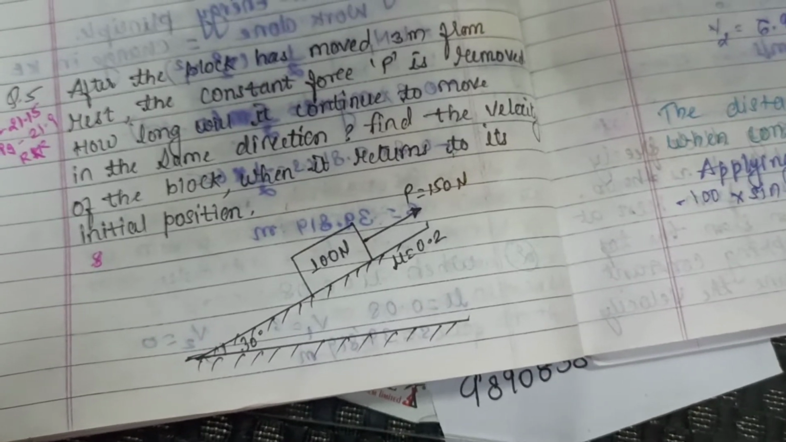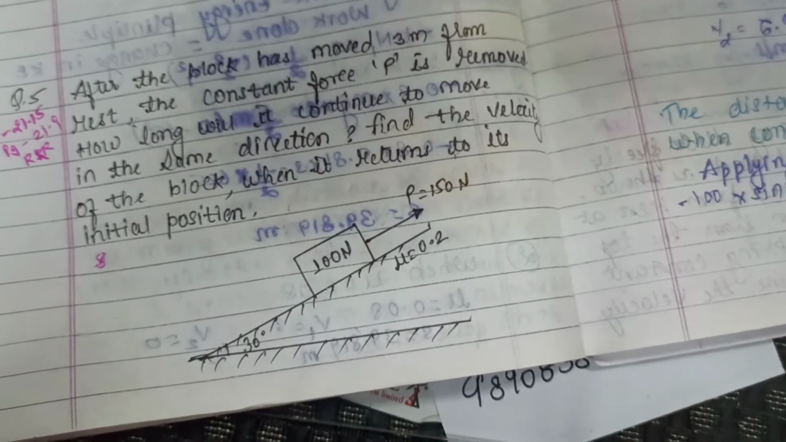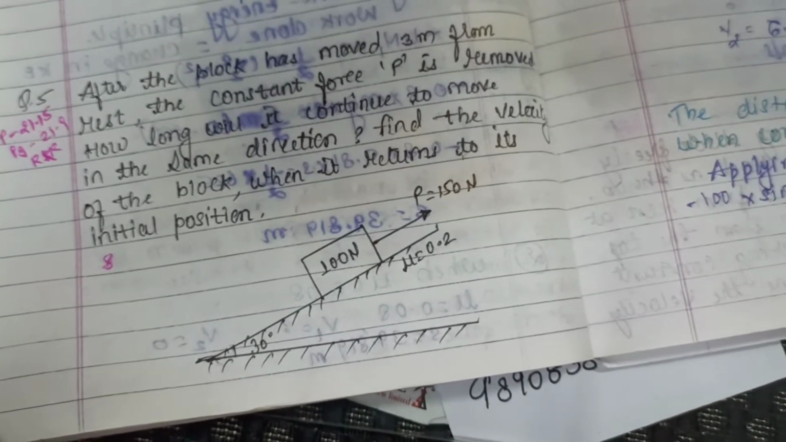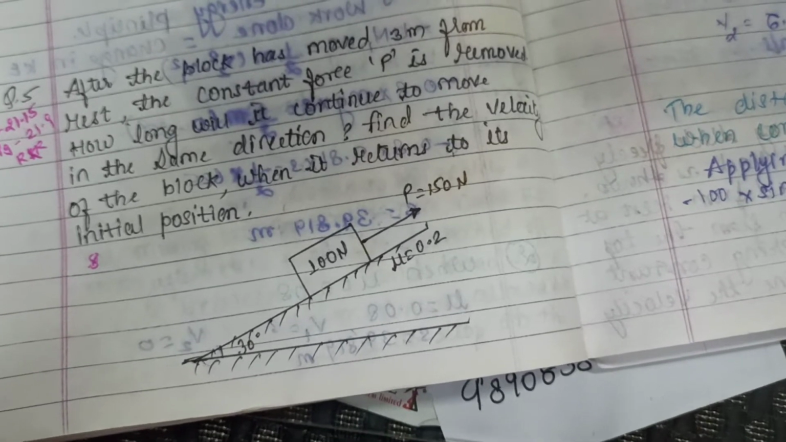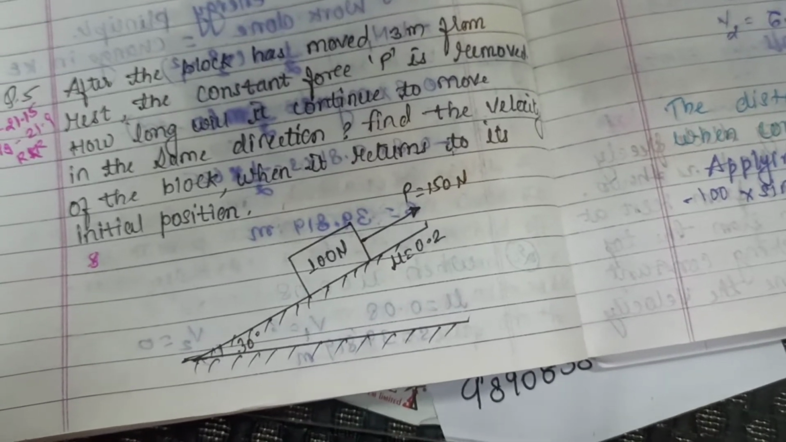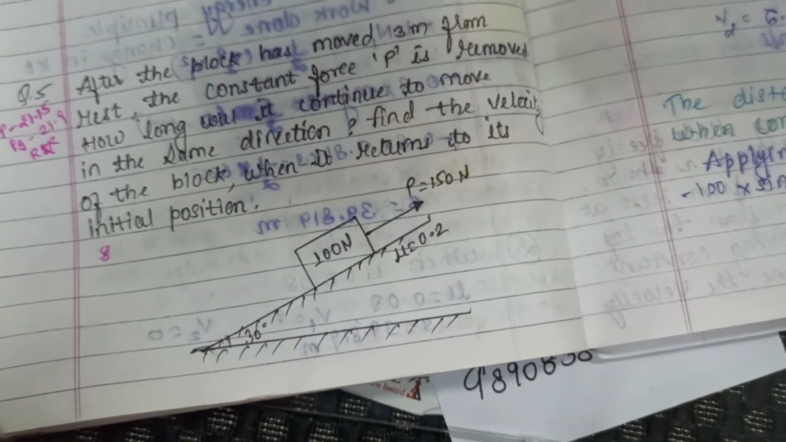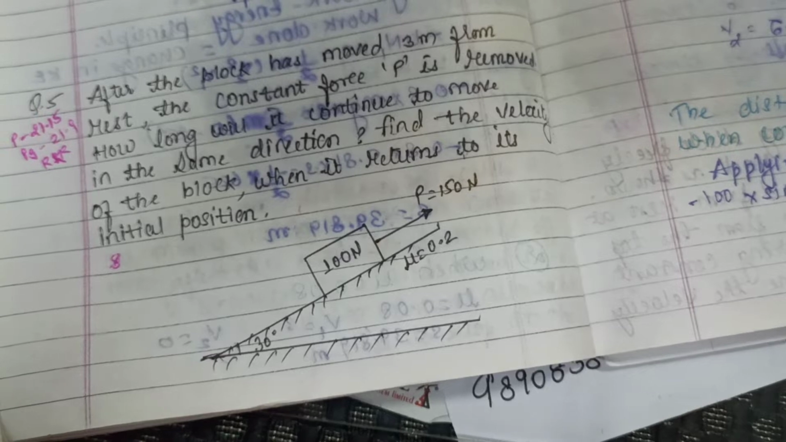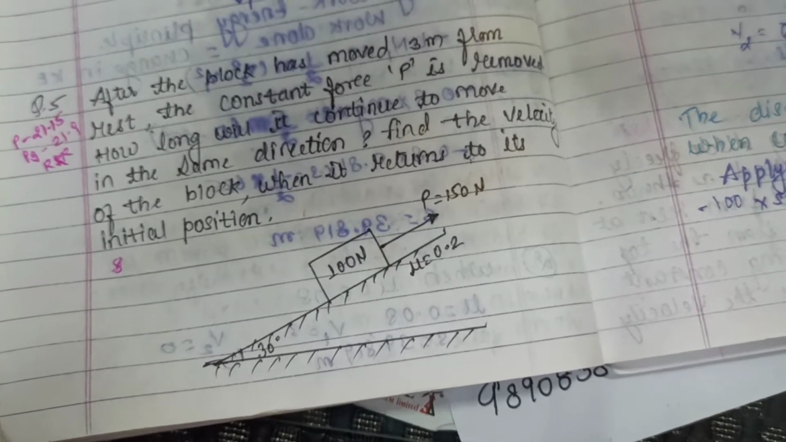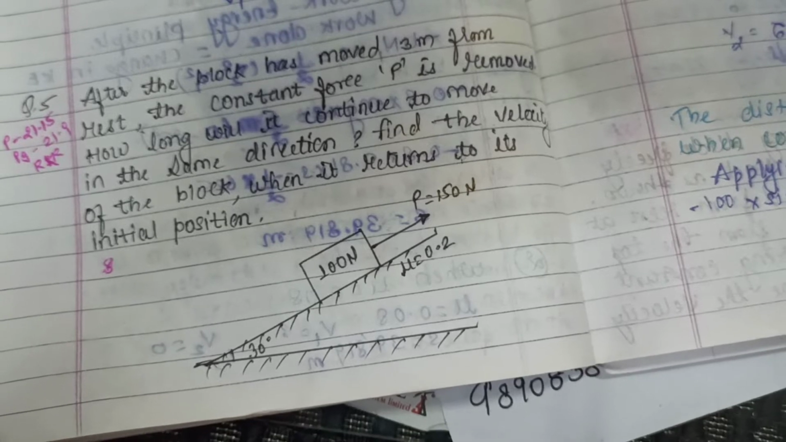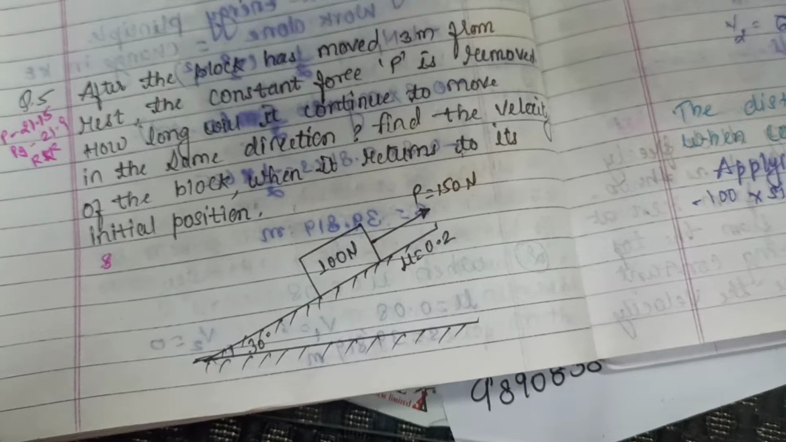The problem states that the force P is removed after it has traveled a distance of 3 meters, and after it has traveled 3 meters we have to find out how much further the block moves when the force P is removed. This is the first thing. And secondly, we have to find out the velocity of the block when it returns to its original position. So we will solve this numerical in two parts. First we'll find out the distance moved by the block, and then secondly we'll find out the velocity when it comes to its original position.